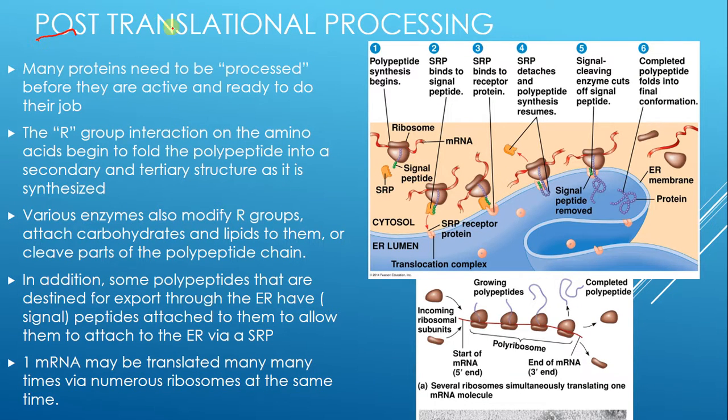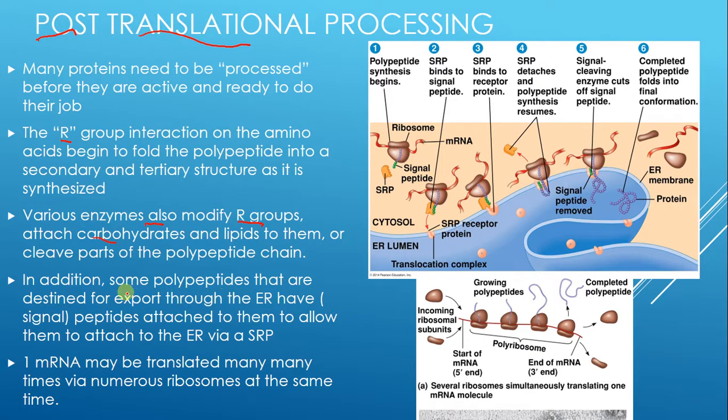Last, a little bit of post-translational processing occurs, just like transcriptional processing. Many proteins need to be processed before they're active and ready to do their jobs. But firstly, like we talked about in biochemistry, the R group interactions begin to fold up the polypeptide into secondary and tertiary structures as soon as it's synthesized. As soon as an amino acid is synthesized, its R group starts interacting with the other ones, and we get a shape change. In addition, various enzymes can modify R groups. They can attach carbohydrates and lipids to them, or they can cleave a long polypeptide chain into smaller pieces.